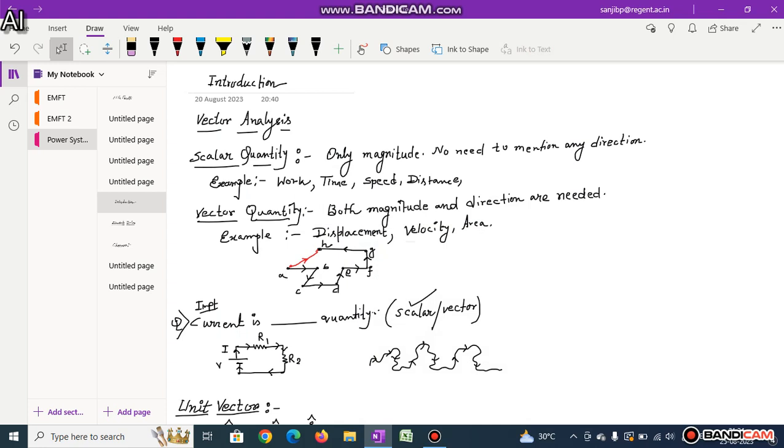Today's subject is electromagnetic field theory as per the syllabus. Last class I have already discussed the introduction, vector analysis, scalar quantity and vector quantity, and I also discussed a very important example: is current a scalar quantity or a vector quantity?